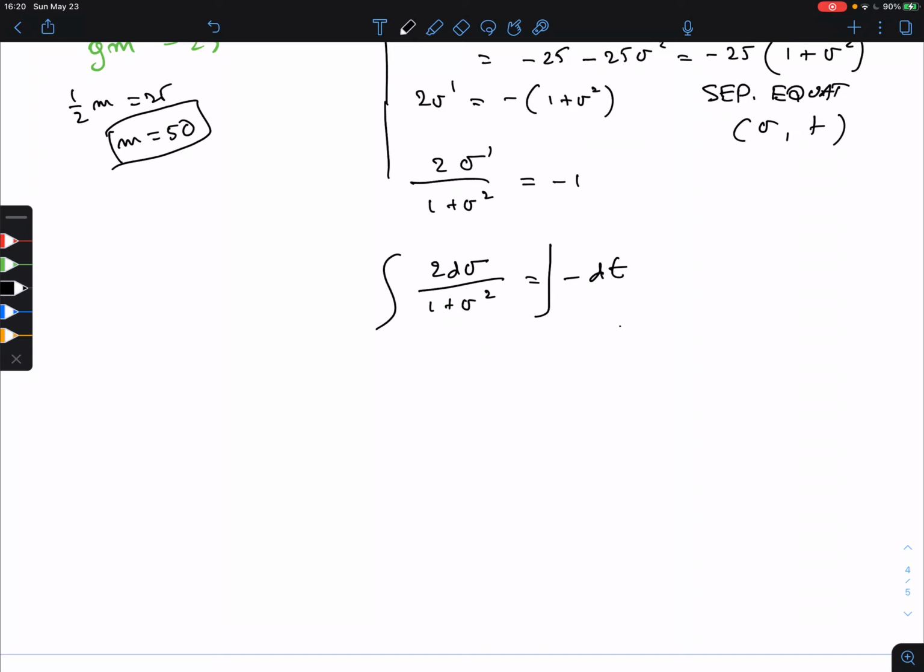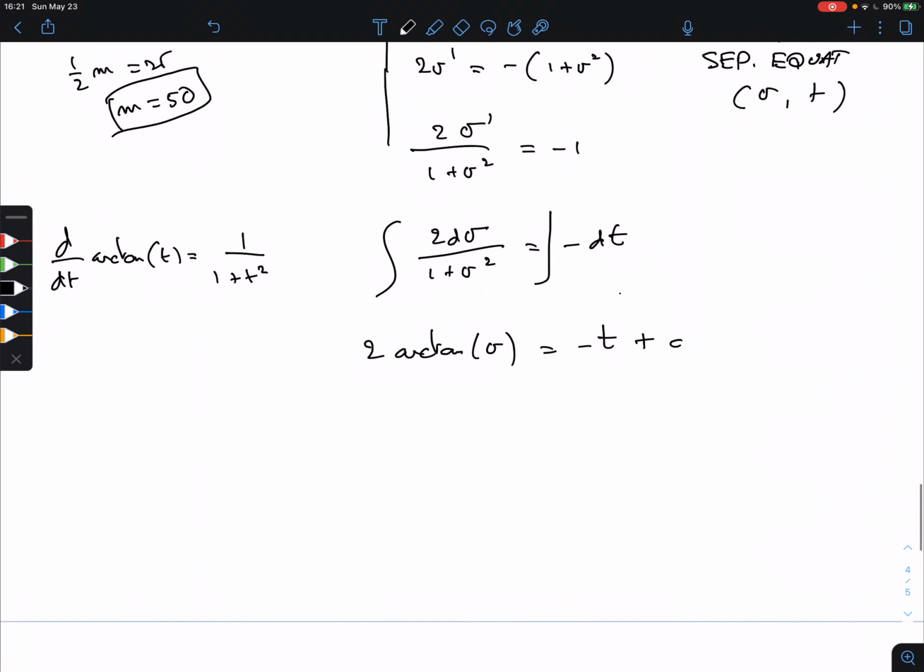What is the integral of this one? 1 plus v square, that is the derivative of a special function. Remember, the derivative of arctangent is 1 over 1 plus t squared. So these are the kind of things we need to know in order to solve this, right? So we know that this is 2 times arctangent of v, that's the antiderivative of the left-hand side, and on the right-hand side, that is just minus t plus a constant. Let's call it c, because I don't think I'm going to change it.